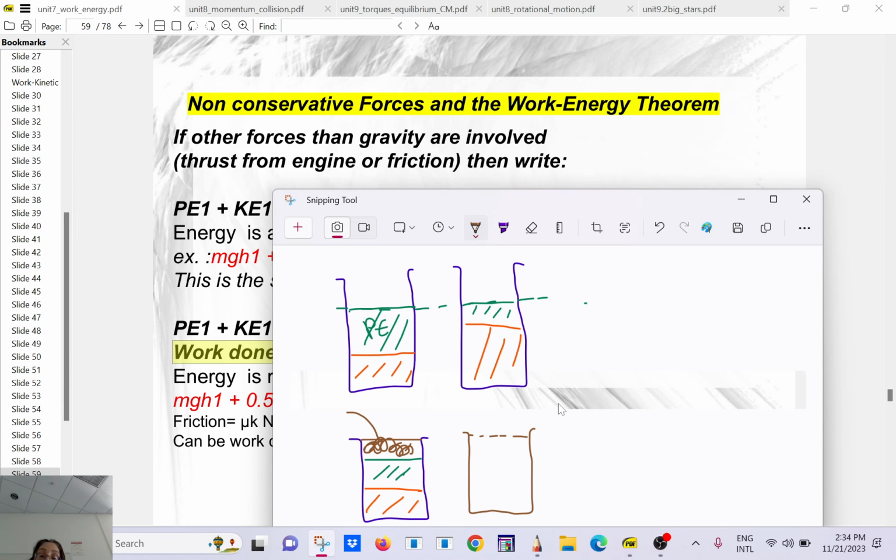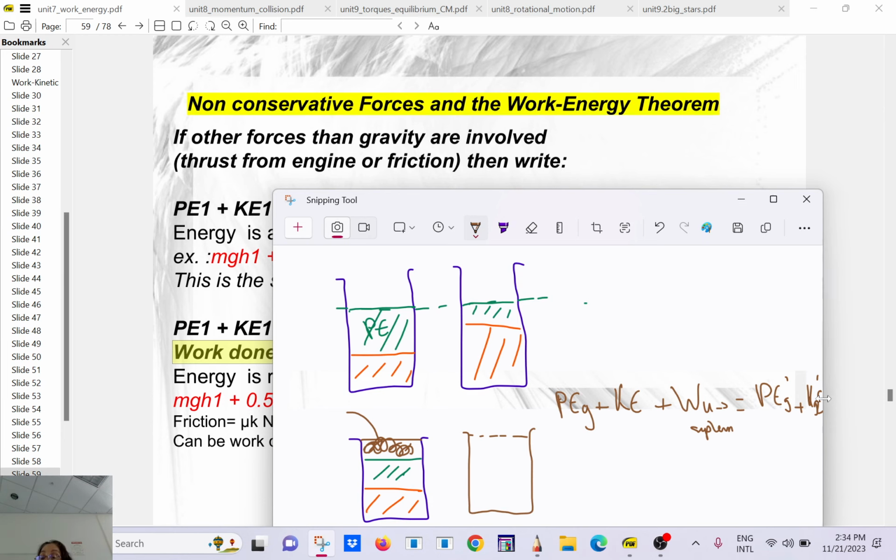So now we're going to have potential energy to begin with, plus kinetic energy to begin with, plus the energy you add to your system. So that will be work done by you on the system. Okay, it's positive work, will be equals to potential energy after plus kinetic energy after.